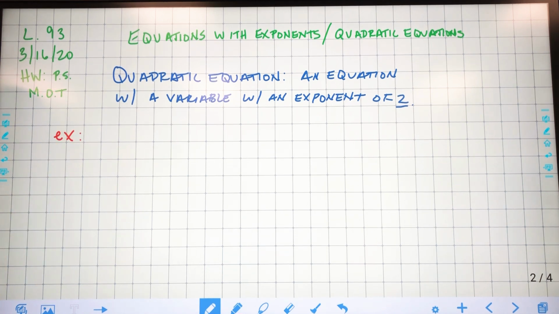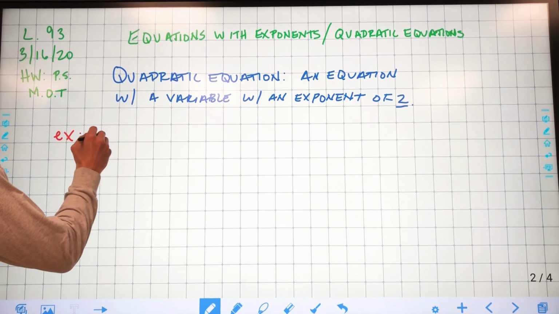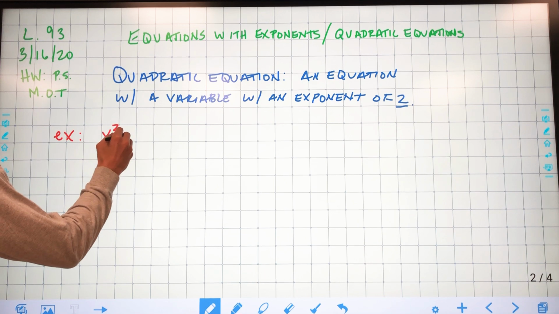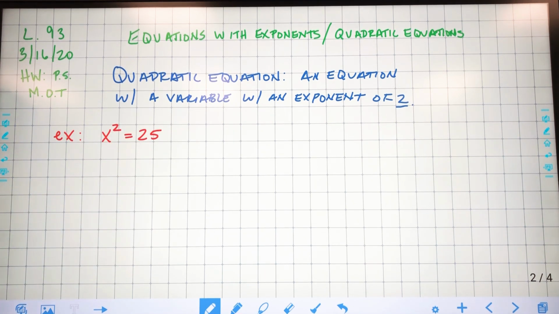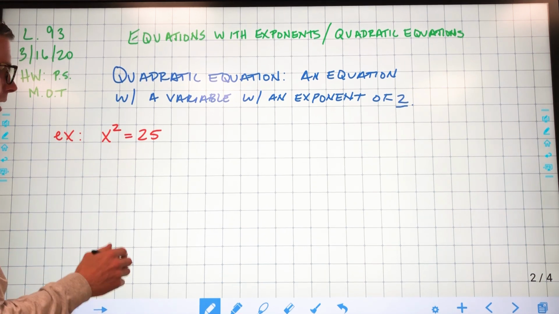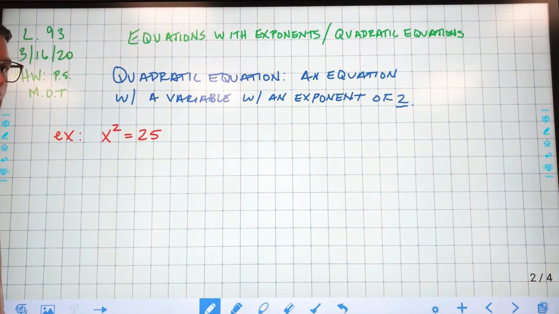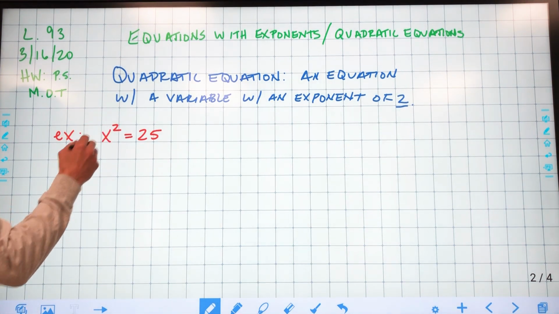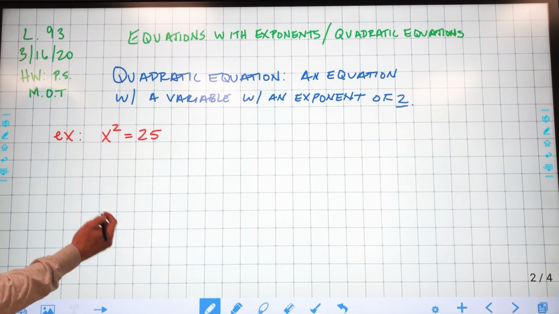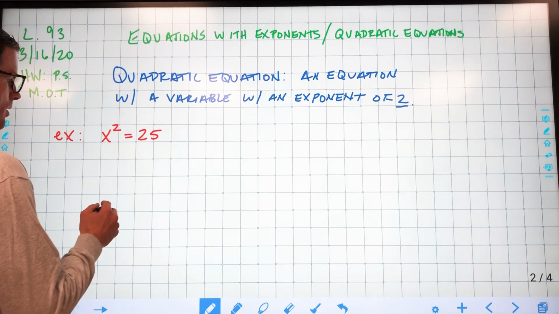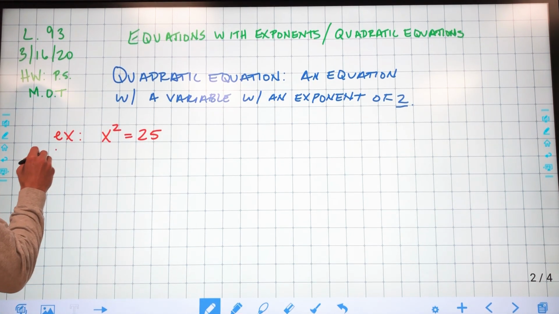An example of a quadratic equation would be x squared equals 25. All right, and so we're just going to solve for x here. We're going to be using Mr. Kubik's rules for algebra while we do these. The same rules apply. The only thing that changes is the fact that there's this 2 as an exponent. All right, and so let's go ahead.